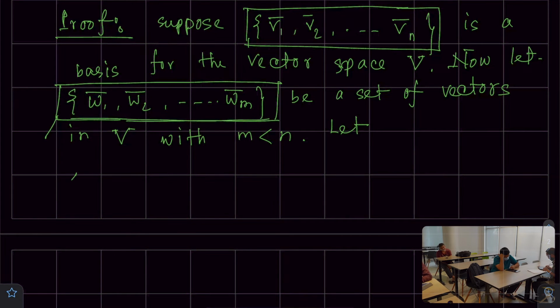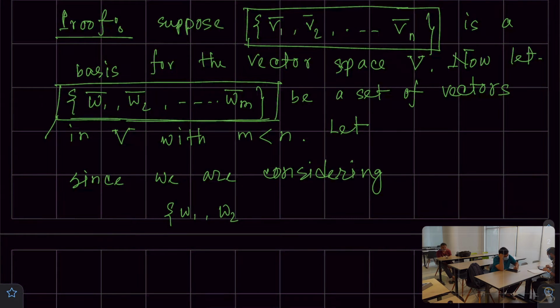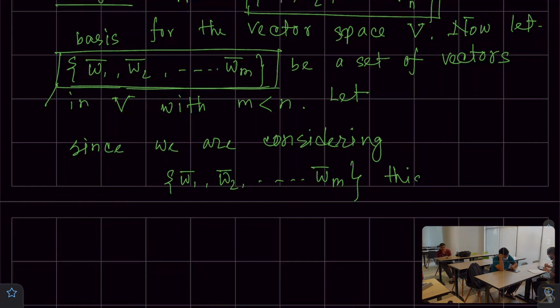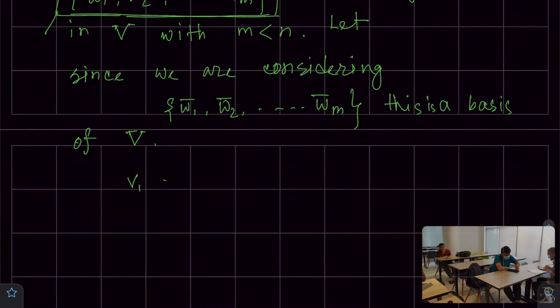Since we are considering W1, W2, Wm, this is a basis of V. Then I can write V1 as A11 W1 plus A12 W2 vector plus A1M Wm vector, right?